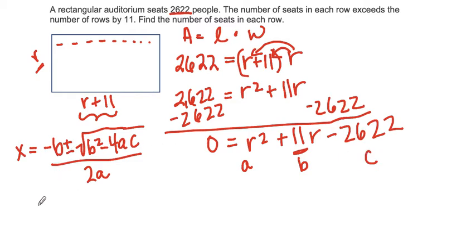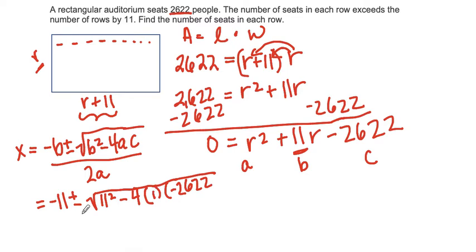So I'm just going to substitute in. We have negative 11 plus or minus the square root of 11 squared minus 4 times a, which is just 1, times c, which is that really big negative 2,622, and then that's being divided by 2a. By the way, a is just 1 because the number in front of R squared is 1 if you don't see any other number. So I'll just put 2 here.